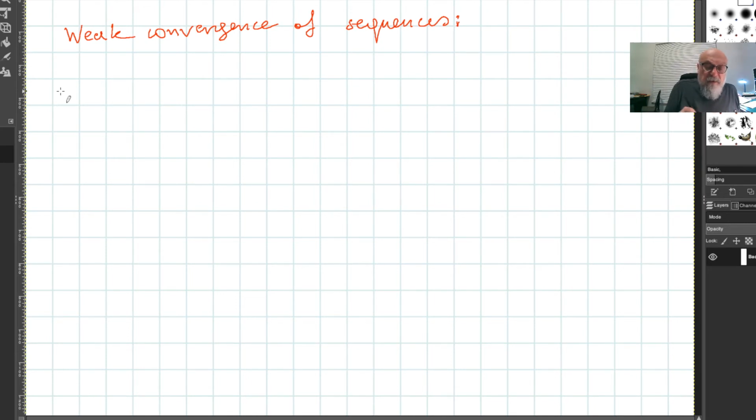So in this case we denote this like this: xn is weakly convergent to x naught. That means the sequence xn converges to x naught with respect to the weak topology.